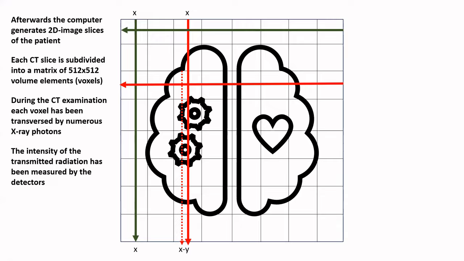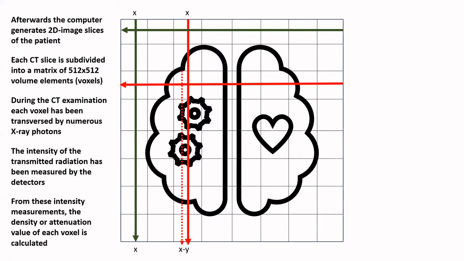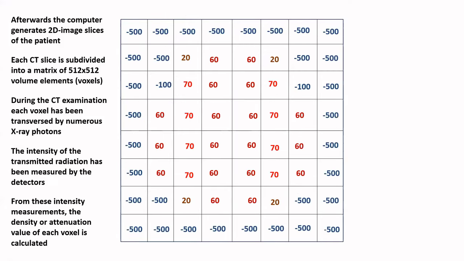And that's very interesting. So the intensity, as said, has been transmitted and measured by the detectors. And from these intensity measurements, the density or the attenuation value of each specific voxel can be calculated. So basically, the machine doesn't really generate an image, it generates a number of values, and these values reflect how many X-rays or photons were absorbed or reflected in a specific voxel. And that depends on the kind of tissue that is there.